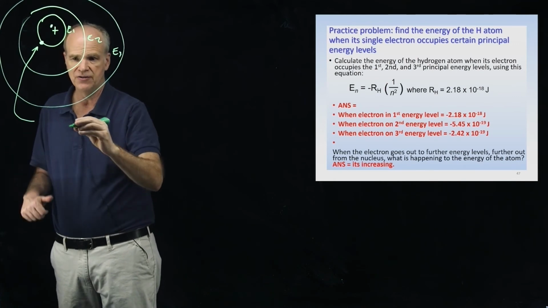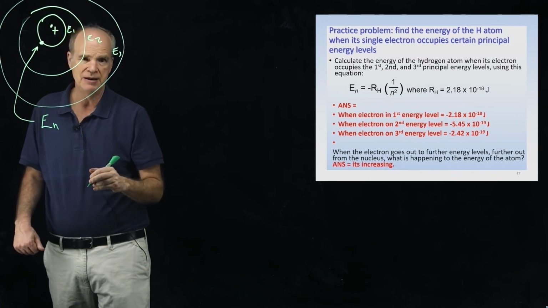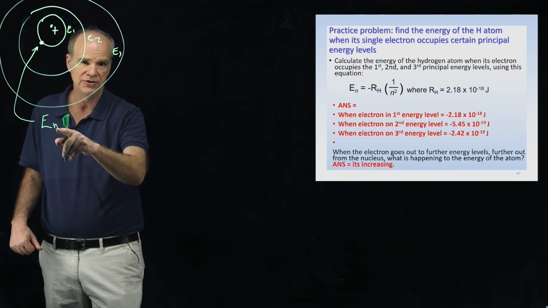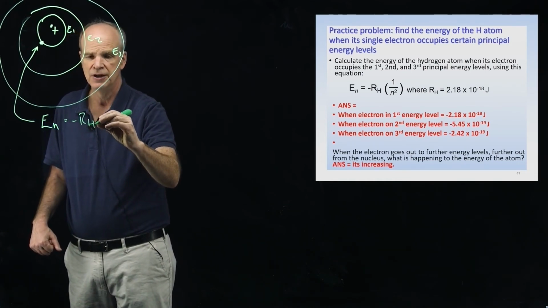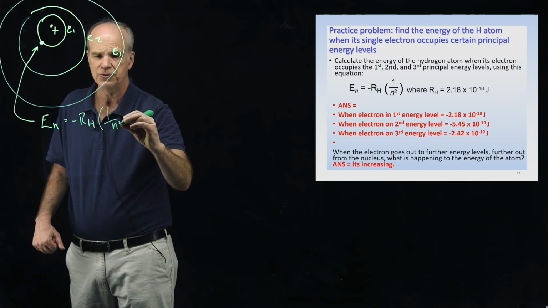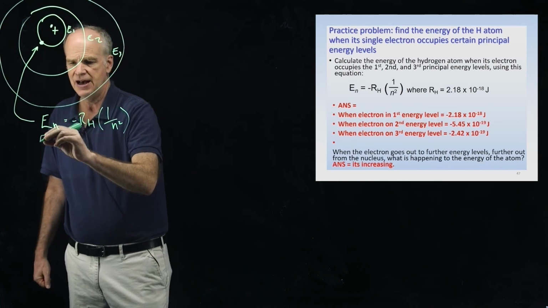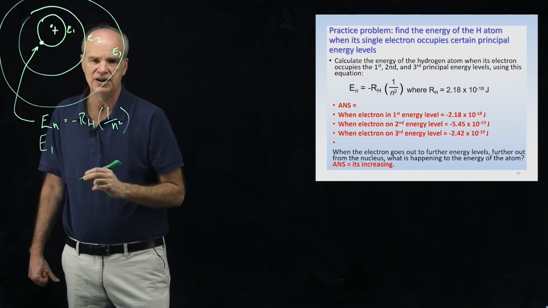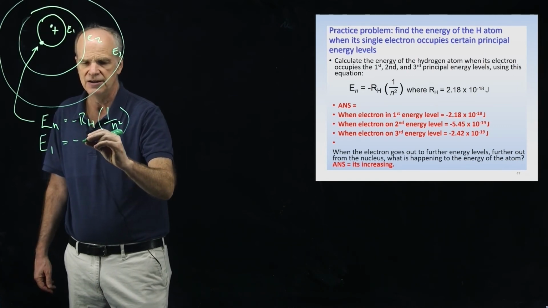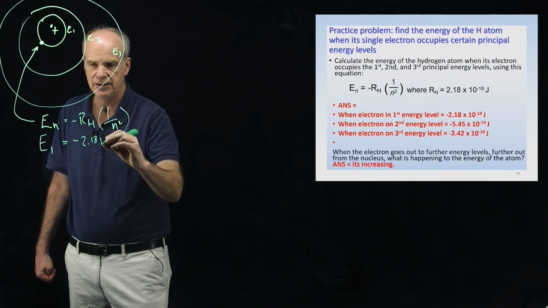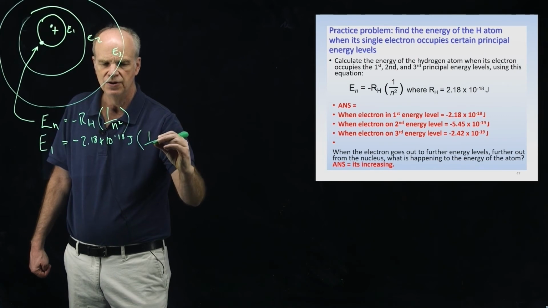If you were asked to solve this, you will hopefully remember this equation, which is the energy of the electron when it's in a particular orbit defined by the letter n is equal to negative RH times 1 over n squared. So you can go ahead and calculate this, and I'll do that. We're trying to find again the energy the electron has when it's in the first orbit, which is closest to the nucleus. And so it's going to be negative 2.18 times 10 to the negative 18 joules, and then it's going to be 1 over 1 squared.